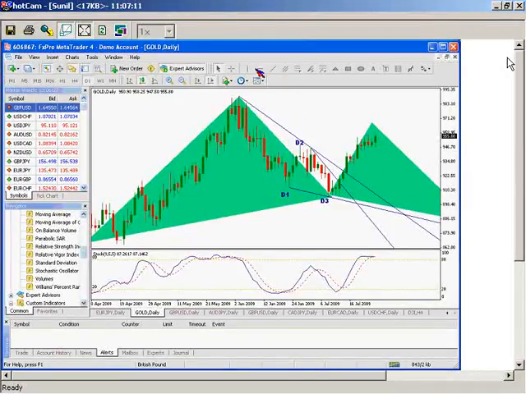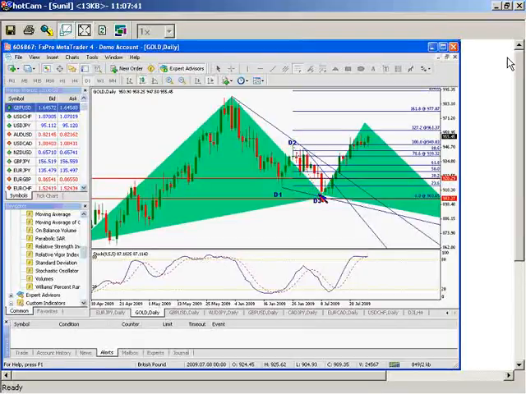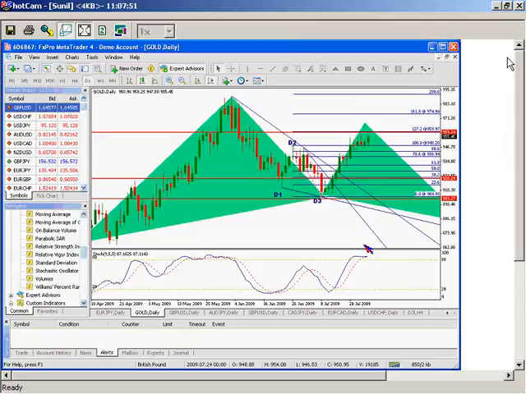So entry into the trade on the open of this bar, stops to be placed beneath D3, not exactly at D3, beneath D3. Expected targets: D2 to D3, Fib projection 127, 161. Your expected targets are 127 or 161. Usually 127 is a likely target.